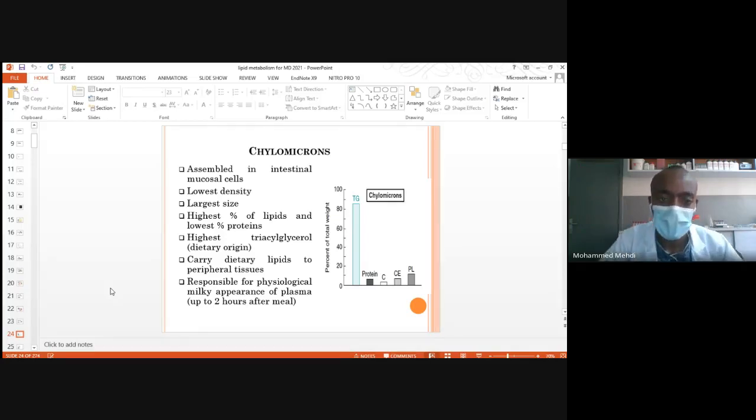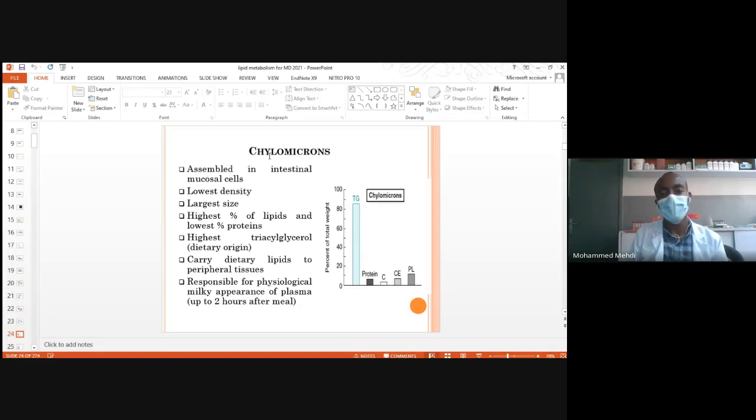By the way, chylomicron formed in the enterocytes is immature, or nascent, chylomicron. We call it a nascent chylomicron or immature chylomicron. After it enters the blood circulation, it will be matured by the addition of more proteins. More proteins will be added to the chylomicron, and that makes it matured.